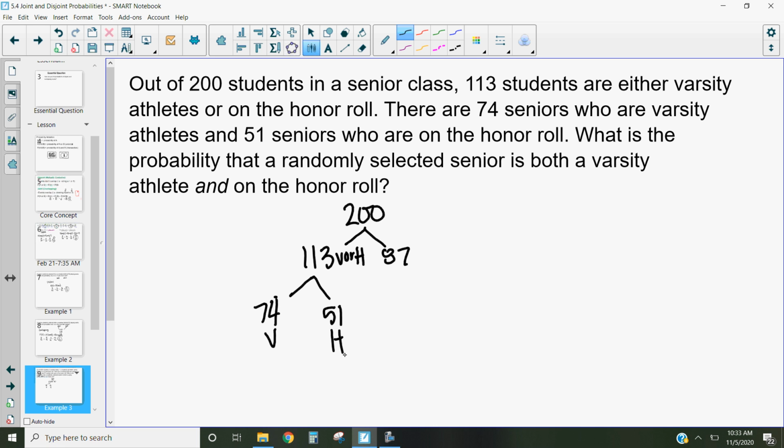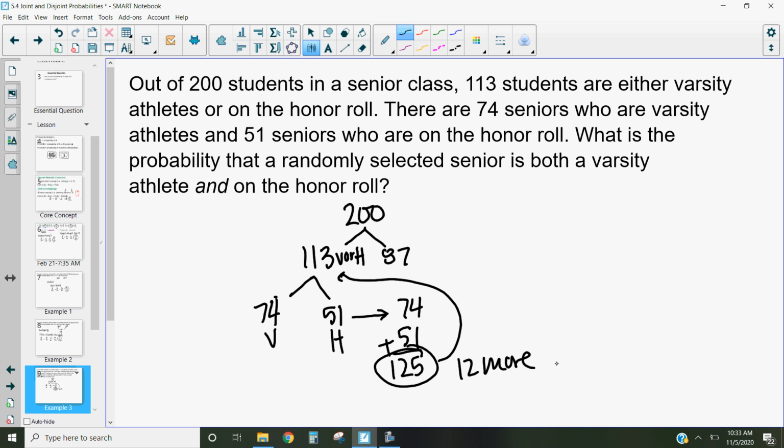Now, what I want to take into account here is these should add up to 113. Now, if we add up 74 plus 51, what we end up getting is 125. So 125 is, well, 12 more people. So what happened here? How did we end up with 12 more people when we're talking about what people do? Well, that comes down to that overlapping point. Remember how earlier when we were talking about numbers, we said that we have to subtract out that overlapping point, otherwise we double count them? Well, this is that case.